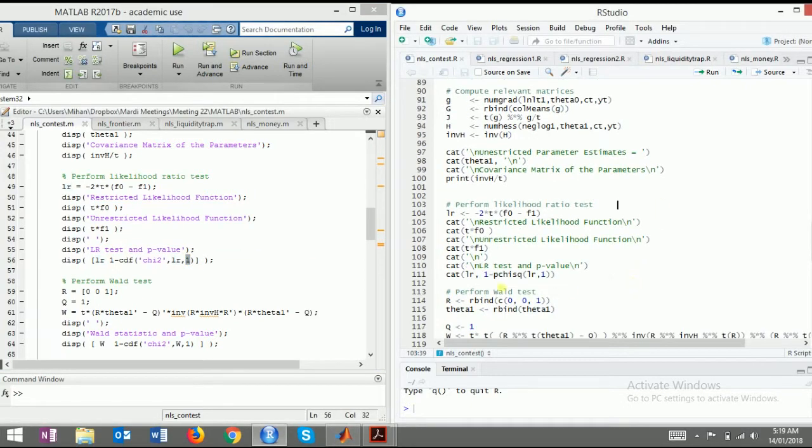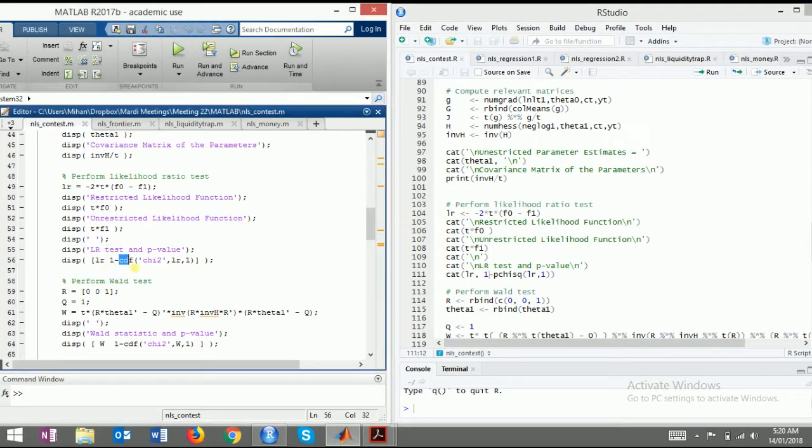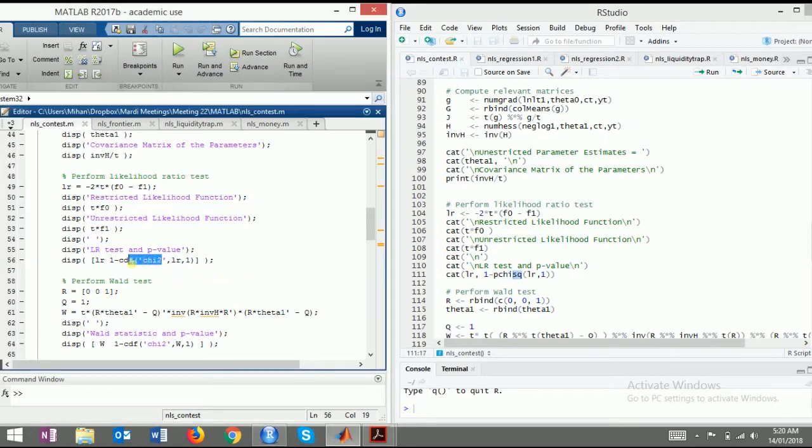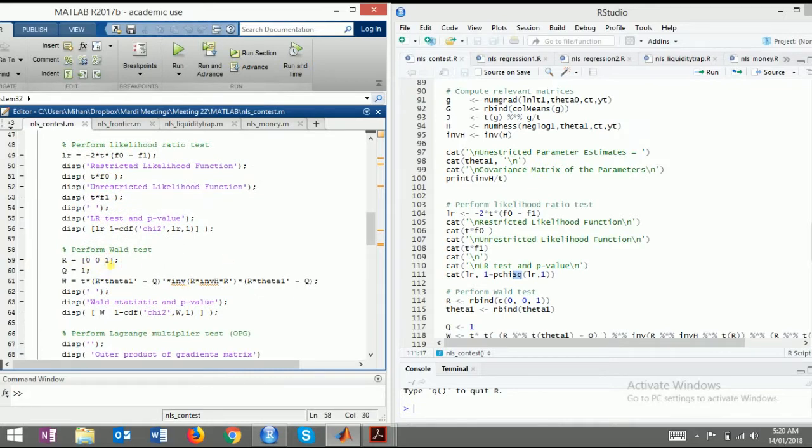In R it is much easier with p chi-square. Instead of 1 minus the cumulative distribution function, here in R it is simply p chi-square. We're not having to do this thing; we're replacing this part with p chi-square. This is the likelihood ratio test equation, on which we find chi-square with 1 degree of freedom. Fine. Then the Wald test, because we are testing for beta 2, so 0, 0, 1, and beta 2 is either 1 or not equal to 1, so q equals 1.